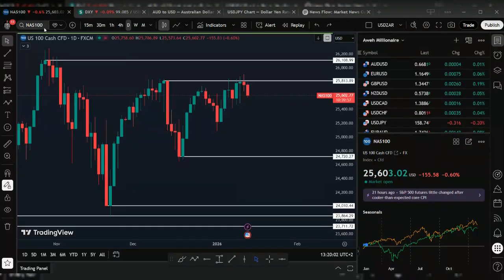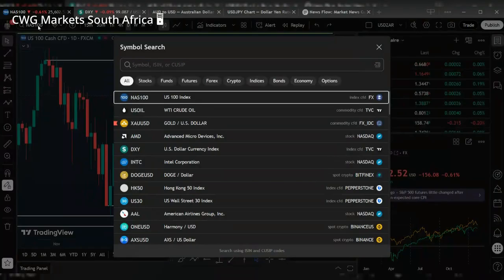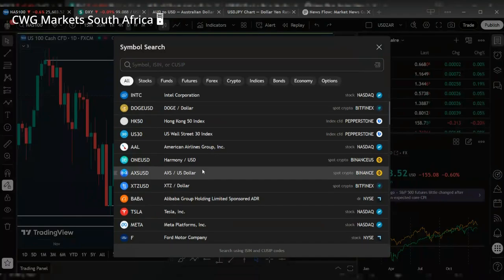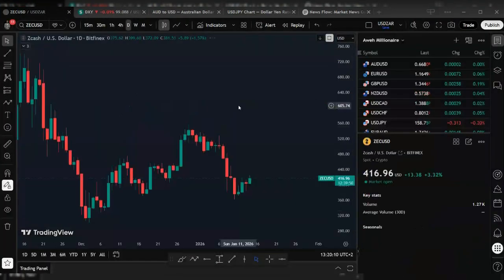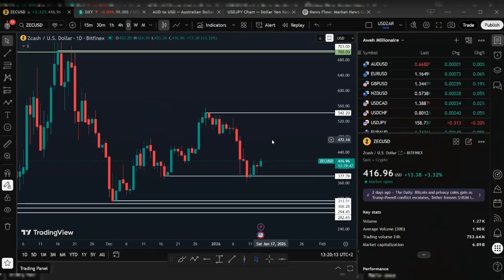So in terms of our cryptocurrencies, we'll start with Zcash, which is ZEC. Zcash, as you can see, is up around 3% today. Price has bounced off our key major support level, which is at the 337.79 level. However, this bounce indicates a minor pullback in this downward momentum, but could also be the start of a trend reversal.